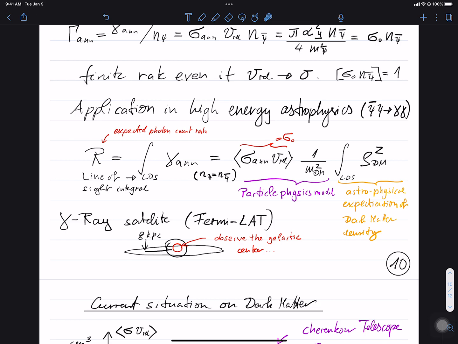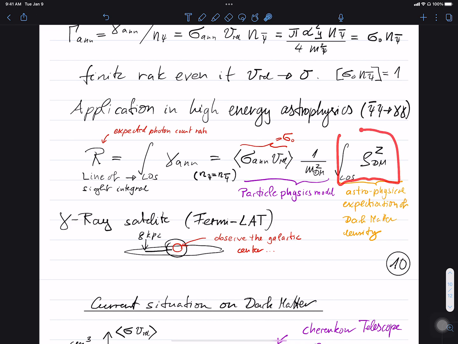And then we have number density squared. We write it as the density squared divided by the mass squared, such that we have here all the parameters that are described by particle physics models. And independently here we have the physical density of the dark matter particles squared that we integrate over the line of sight. And this is an astrophysical parameter because the density of the dark matter particles we know from gravitational potentials that we can extract from stellar motion, for example.